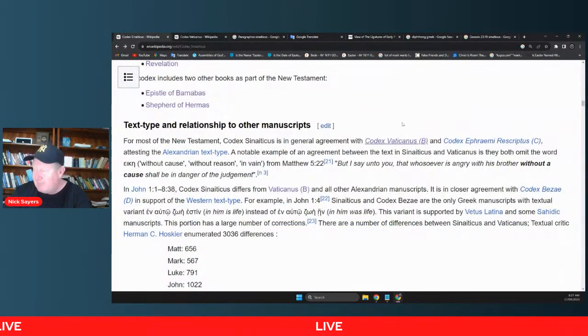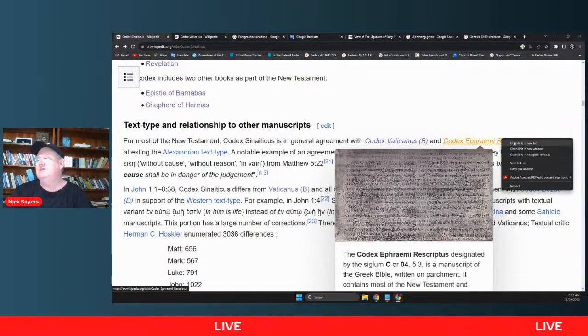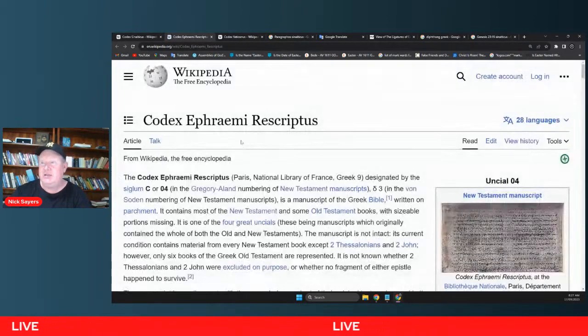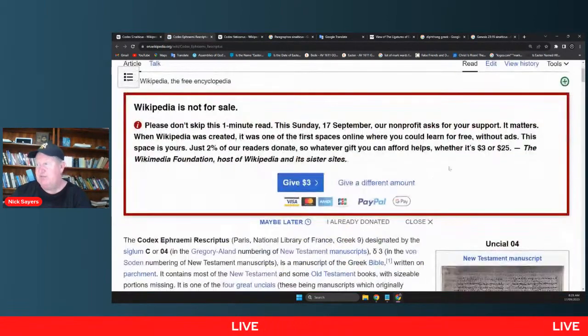So they're saying it's in agreement with Vaticanus. So it's in agreement with Codex Ephraemi Rescriptus. Okay, so what is Codex Ephraemi Rescriptus?